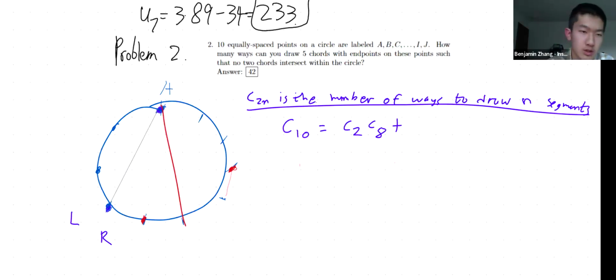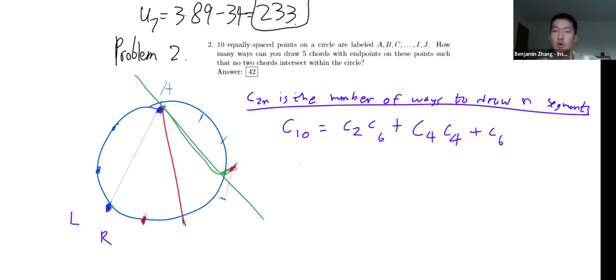Also, this should not be C8, sorry, this should be C6. And then plus C4 times C4. And then once again, another one for, let's just say, this segment over here, because it divides into 2 sections again. So this is, again, plus C2, C8. Or C6, C2 this time, because we're considering left and right orientation.